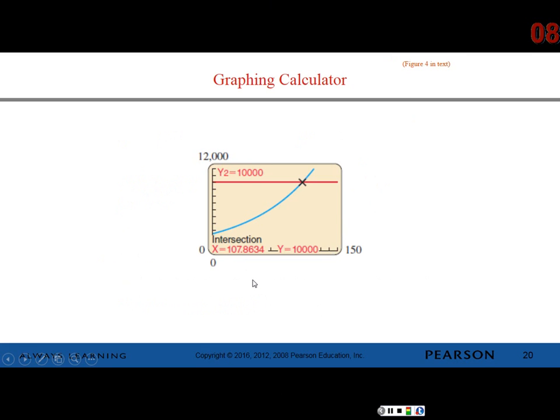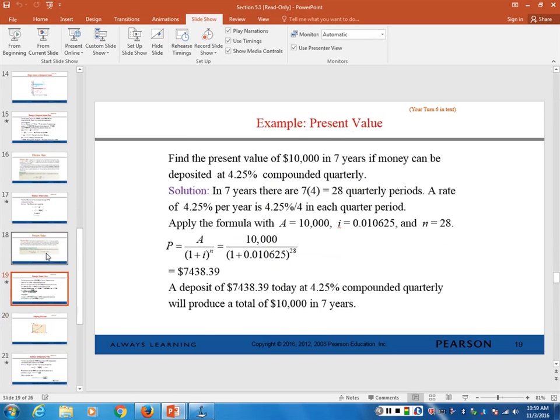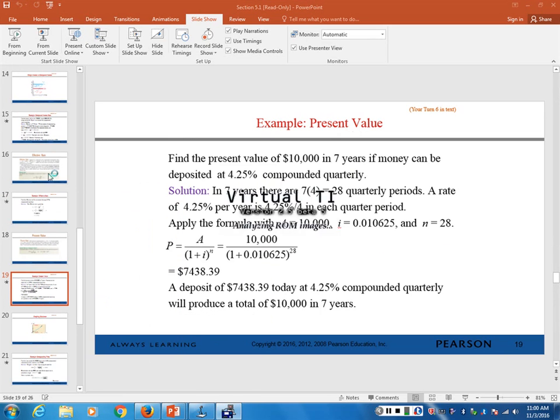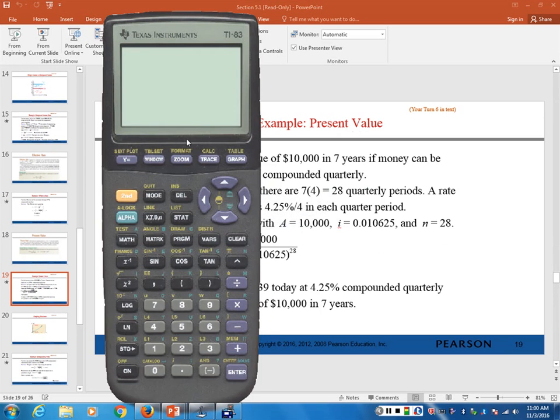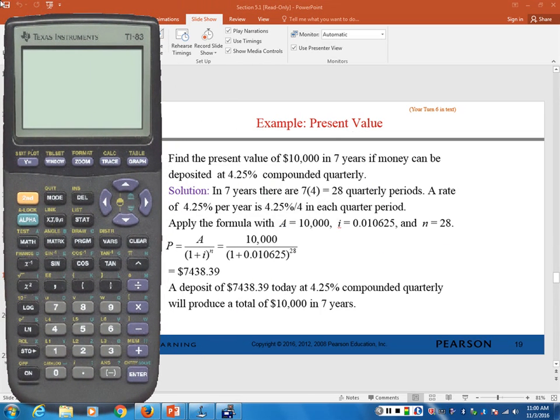Now you could also have done that problem on the graphing calculator. And what they've done here is what I'm going to demonstrate for you on the calculator itself. I'm going to go back to the problem to do it. Let's get the calculator. And there's more than one way to solve it on the calculator too. You can use the graph, or you can also use the solver.